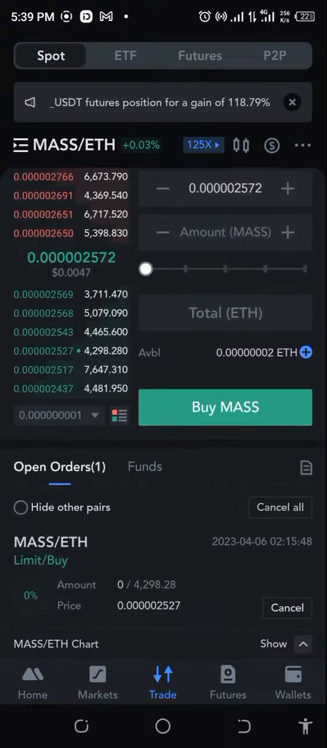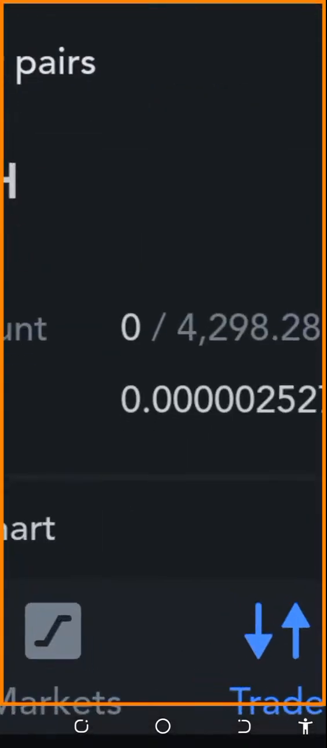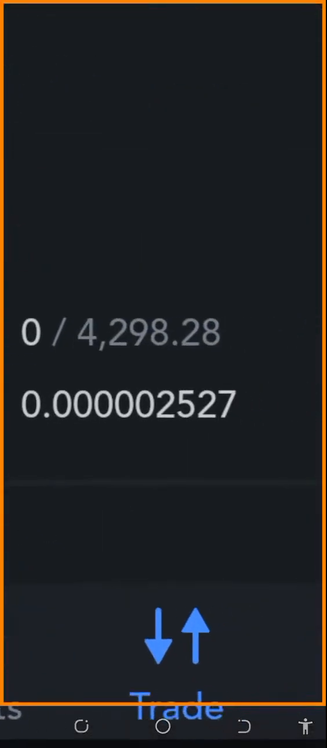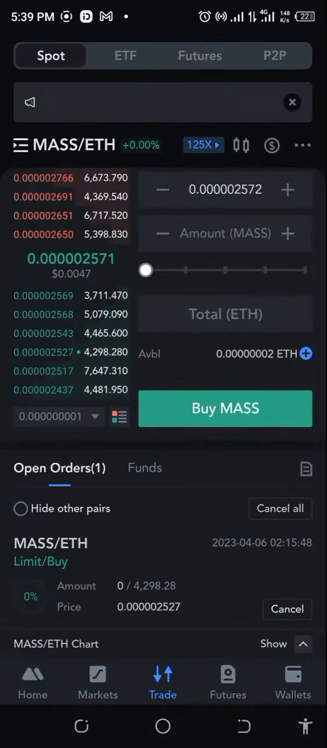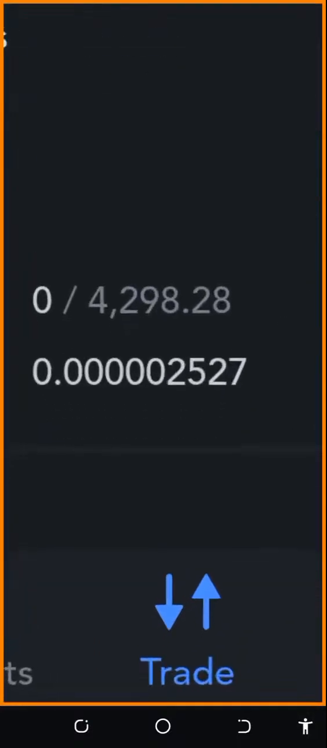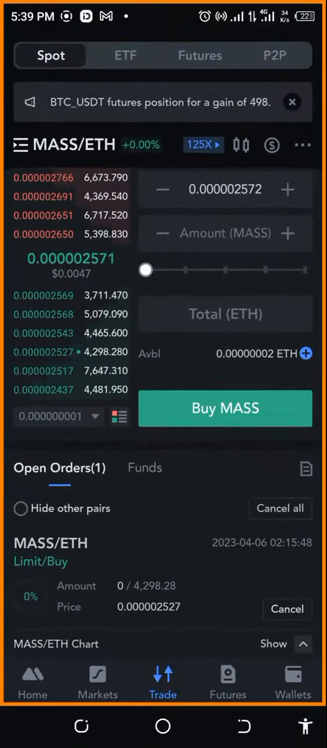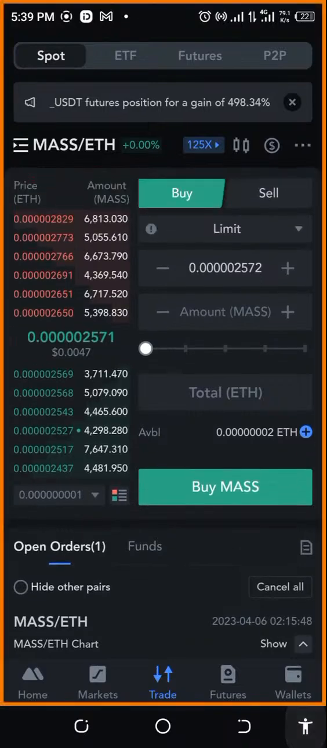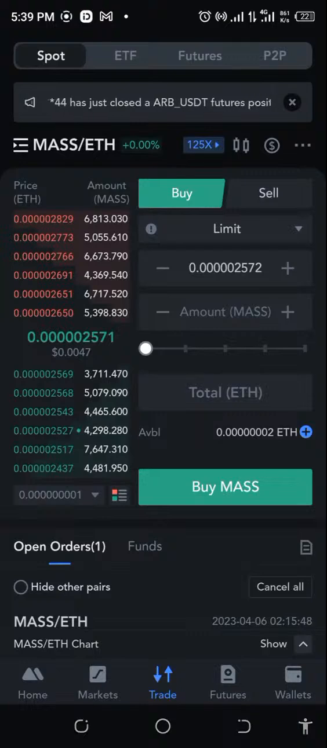So I'm going to have to cancel this, because if I go ahead and try to sell it, look at the time, look at the price right now. This was the price where we fixed it to buy our MASS. As you can see, we fixed the price for us to buy it at 0.00002527. Look at the price right now. The price right now is 2572. Well, it looks like we've been stuck.